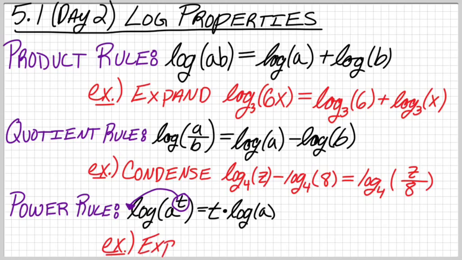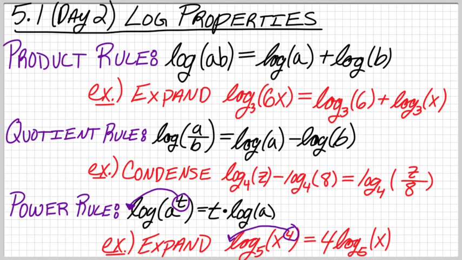So, an example of that, I want you to expand, which means flatten it out completely, log base 5 of x to the 4th. Well, there's really only one thing we can do here. X to the 4th, we'll apply the power rule here. Take that 4, put it out front. And there you have it. So now the 4 has just become the coefficient in front of the log. So it's 4 times log base 5 of x.